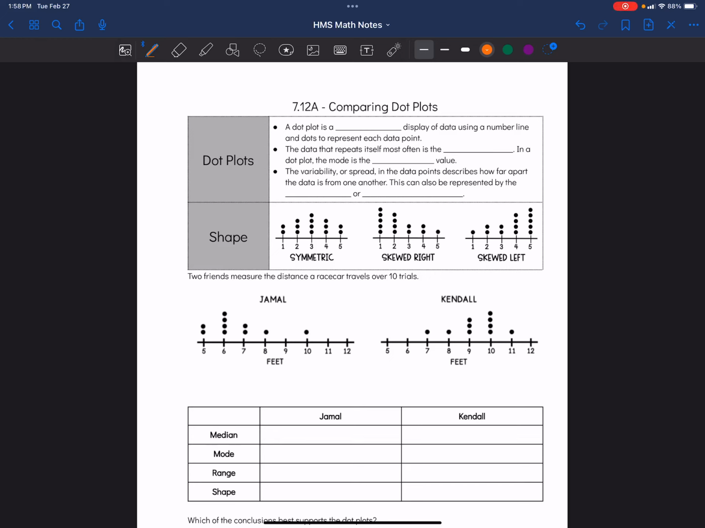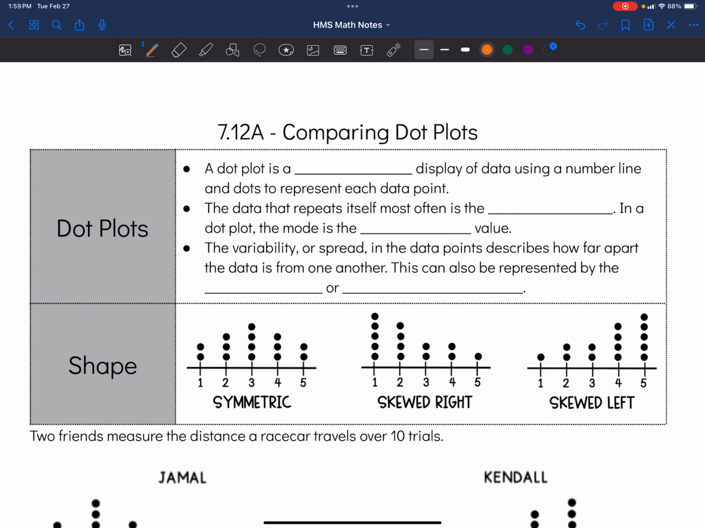All right, beautiful humans, let's talk about dot plots some more, except now we're just going to compare two of them to each other. So, real quick, a dot plot is a visual display of data. It uses a number line. The data that repeats itself the most is called the mode. It's the most frequent. I feel like we already went through this, so that's great for us.